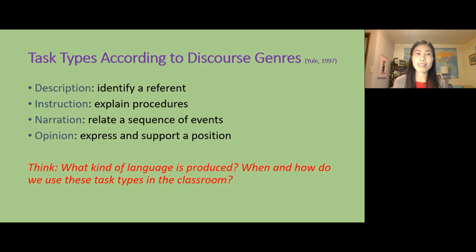When you think about these tasks, you can think about what kind of language is produced, and when and how we use these types of tasks in the classroom, so that you can make the decisions of when and where to use them.